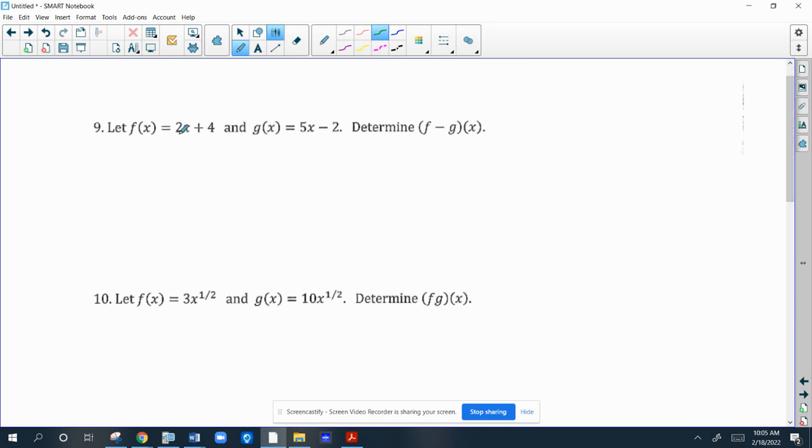So (f minus g)(x) is f(x) minus g(x). When you subtract, just be careful with your signs. So f(x) is 2x plus 4. We're subtracting g(x), which is the quantity 5x minus 2. So you need to remember to distribute that minus.